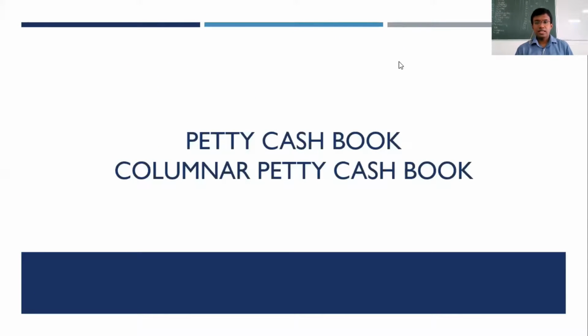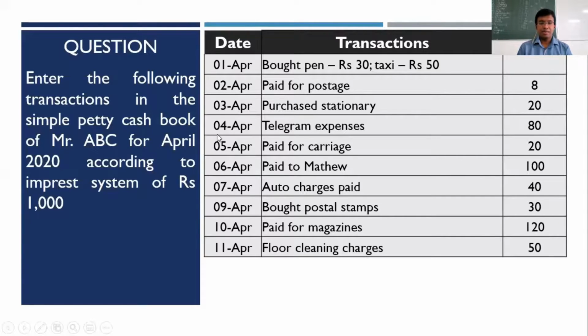Okay, so dear students, in this session, we would be learning the next type of columnar petty cash book. We would be learning how to prepare columnar petty cash book according to Imprest System. We saw that there are two systems. One is fixed advance system and the other is Imprest System.